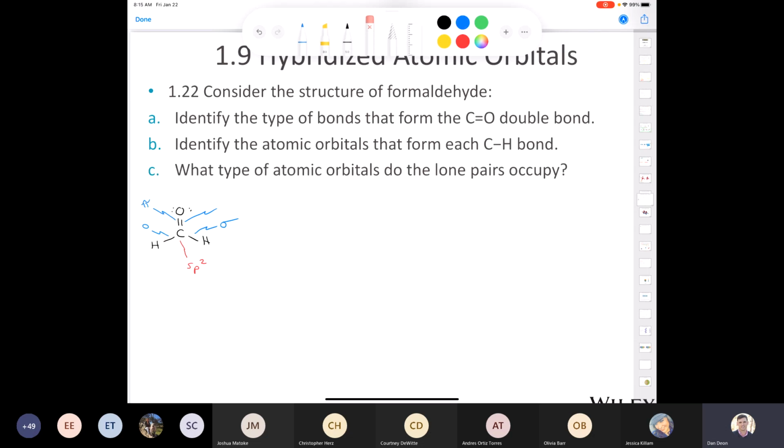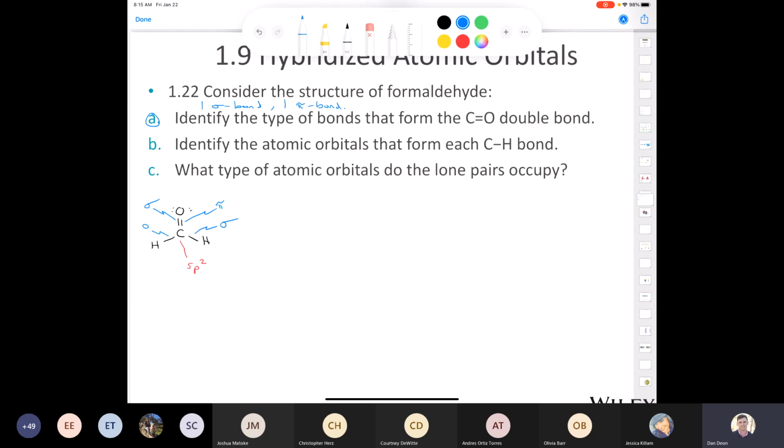Now, there's always somebody who asks me, does it matter? Could you label either side as sigma or pi? It doesn't matter. You could call this one sigma, this one pi. But whenever you have a double bond, one of the lines represents a sigma and one of the lines represents a pi bond. So we know that when carbon has 3 sigma bonds and 1 pi bond, it is sp2 hybridized. And so the answer to A, I'll just write it over here, is that there's 1 sigma bond in the double bond, and there is 1 pi bond in the double bond. So we have 1 of each.